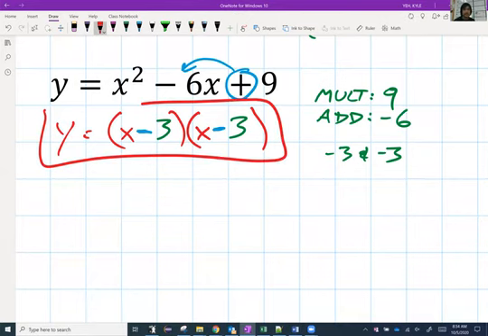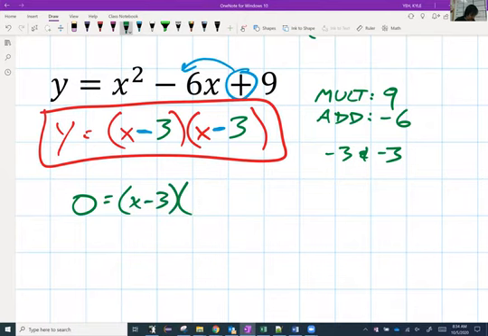There we go. It's factored. y equals x minus 3 times x minus 3. You can mentally check that and FOIL it out. x squared minus 3x's minus 3x's, so minus 6x's total, plus 9. Looks like it works. What about the solutions? We set it equal to 0.